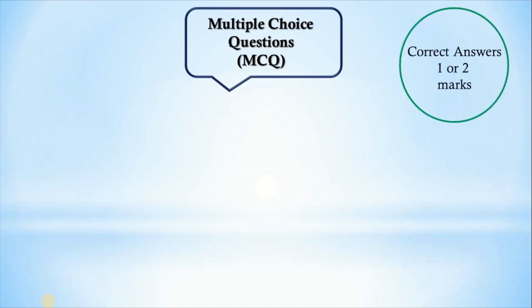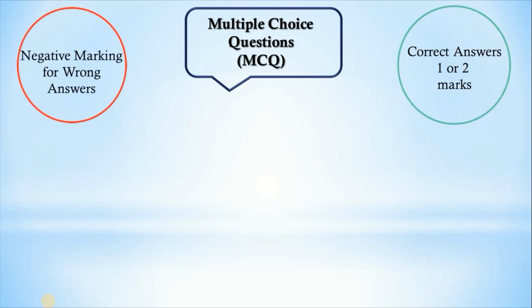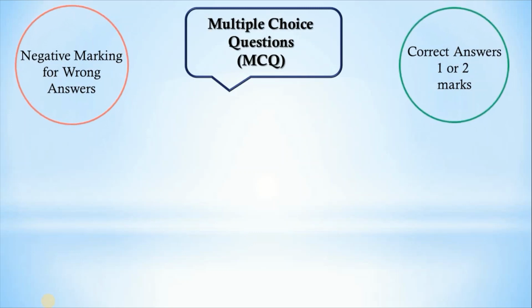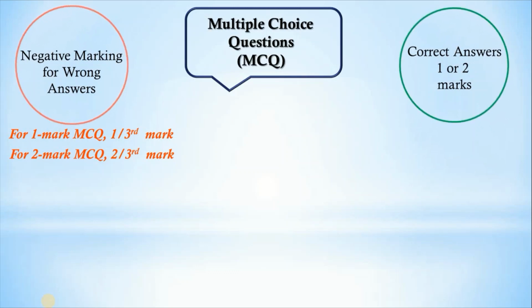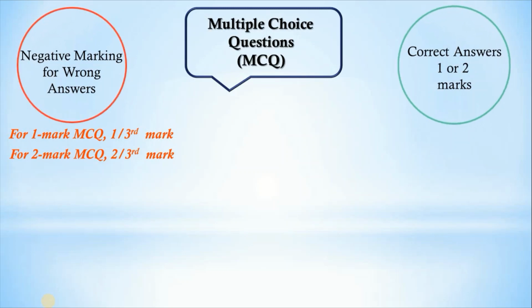These carry 1 or 2 marks each in all the papers and sections. These questions are objective in nature and each will have a choice of 4 answers, out of which only one choice is correct. There will be negative marking for wrong answers. For a 1 mark multiple choice question, 1/3 mark will be deducted for a wrong answer. Likewise, for 2 marks MCQs, 2/3 marks will be deducted for a wrong answer.